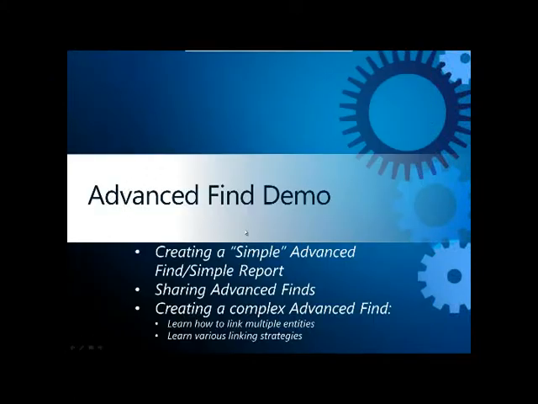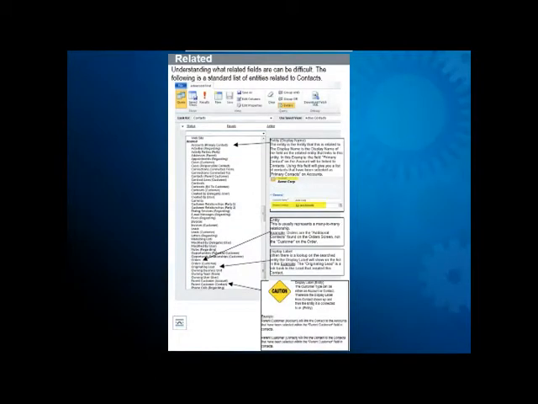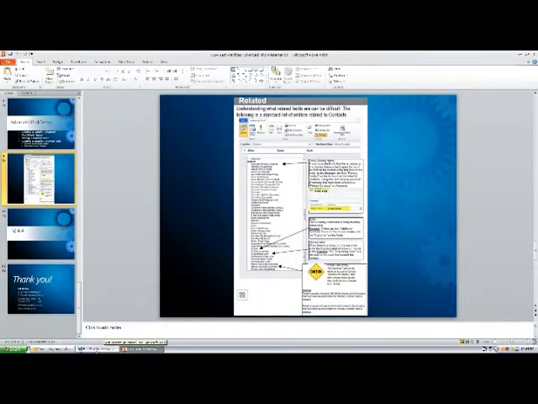Now, I'm going to do a demo right now. In that demo, I'm going to show you how to create a couple simple Advanced Finds, and then from that, do a report. Actually, I'm going to start with the report first, and then show you some simple Advanced Finds. And then we're going to do some sharing of the Advanced Finds. We're going to create the complex Advanced Find, and then we're going to learn how to do some linking to multiple entities and some of the strategies. So we've already been over a couple of the strategies here. So moving on, let me open up my Outlook.